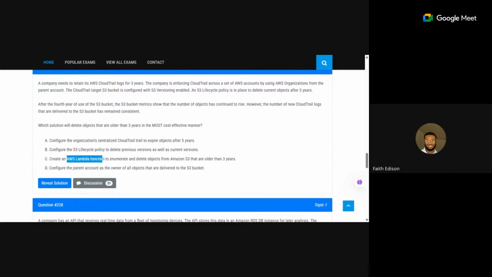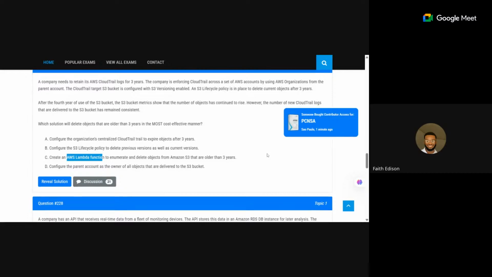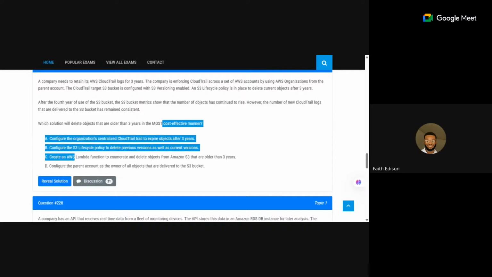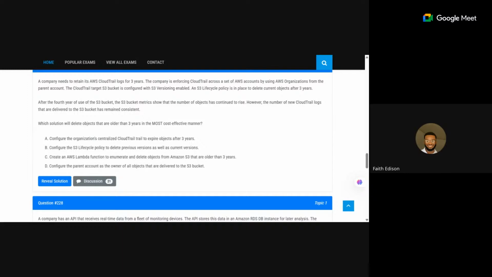Lambda function to enumerate and delete objects. That means the Lambda function would be checking and would actually introduce costs that we're trying to avoid. It's possible to do it with a Lambda function, but it's not very cost effective because even though it says serverless, it's still going to run on a server. They will hand you a bill. I think this lifecycle policy makes sense because it's just a policy you set and then it enacts your policy.